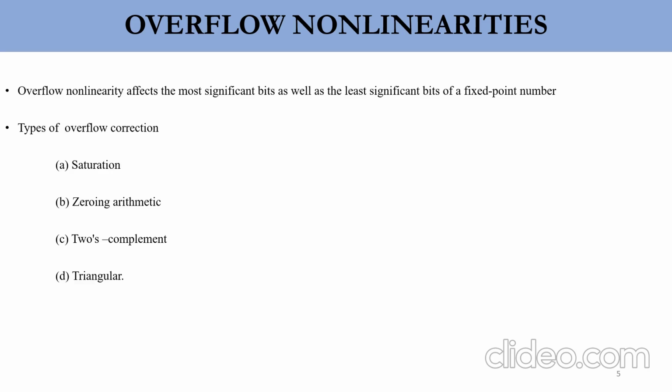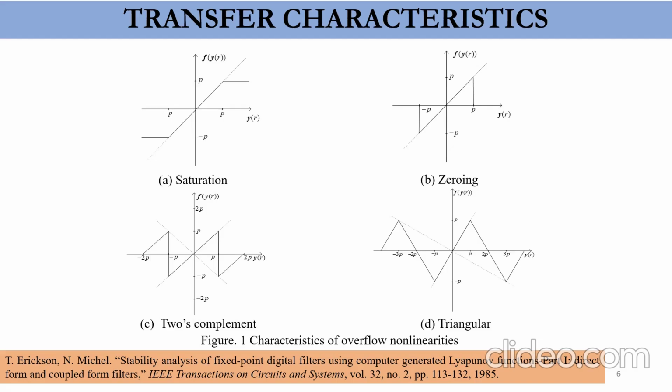Next is overflow nonlinearities. This overflow nonlinearity will affect the MSB as well as the LSB. So what are the corrections we can make? First one is saturation, zeroing, two's complement, and triangular arithmetic. So we'll see the characteristics in detail. Transfer characteristics of saturation.